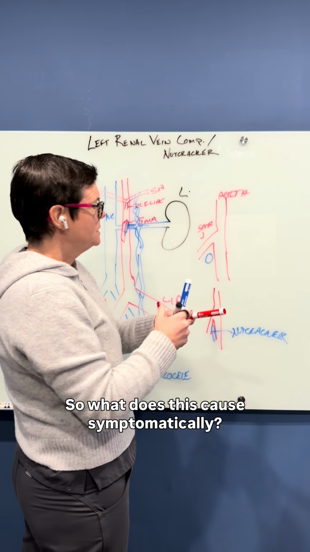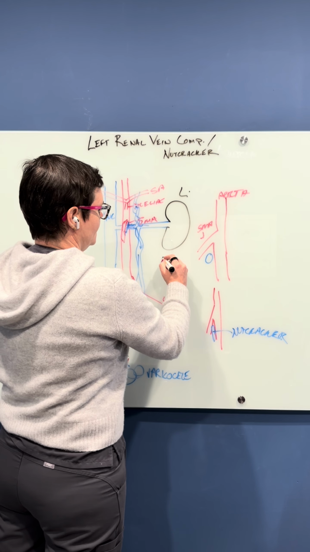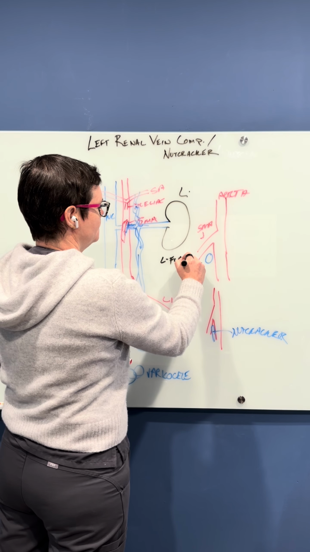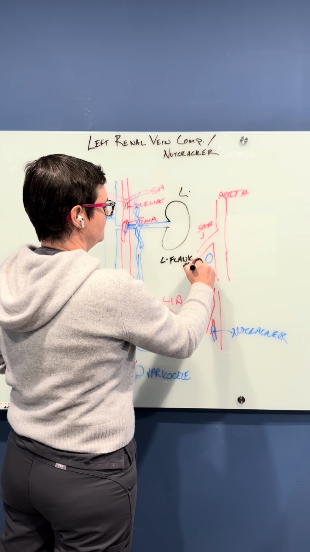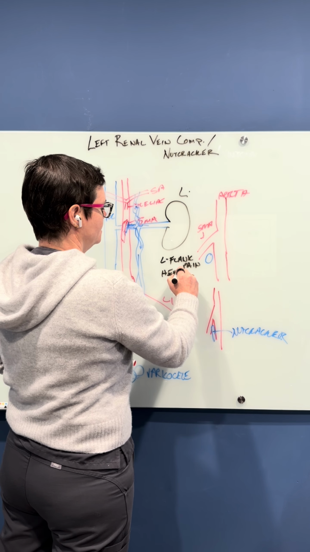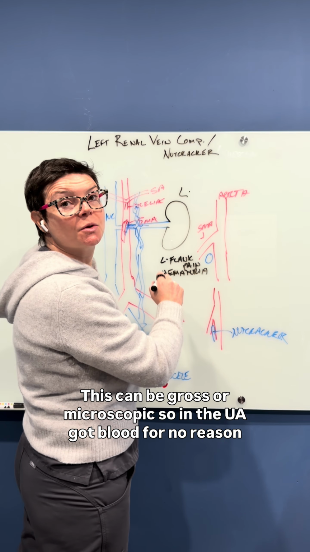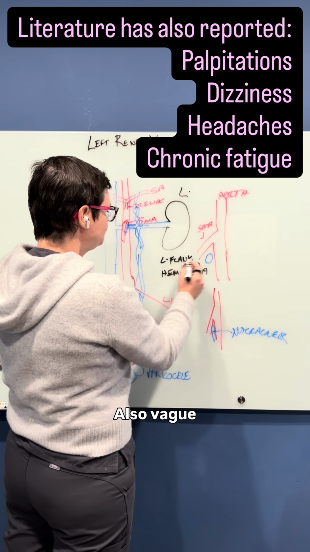So what does this cause symptomatically? We see left flank pain. We see hematuria, or blood in the urine. This can be gross or microscopic, so in a UA, you can have blood for no reason.